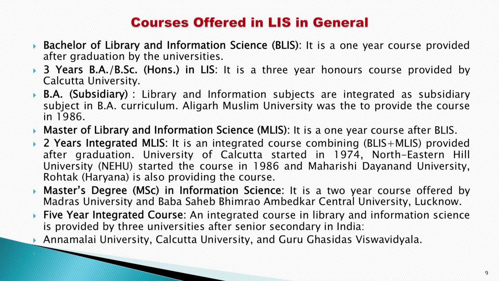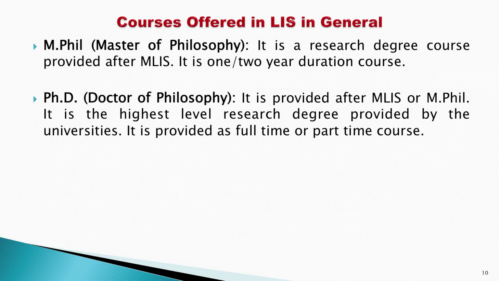Master degree, MSc in Information Science: it is a 2-year course offered by Madras University and Babasaheb Bhimrao Ambedkar University, Lucknow. 5-year integrated course: an integrated course in Library and Information Science is also provided by 3 universities after senior secondary in India. Annamalai University, Calcutta University and Guru Ghasidas Vishwavidyalaya are the 3 universities providing the 5-year integrated course in Library and Information Science.